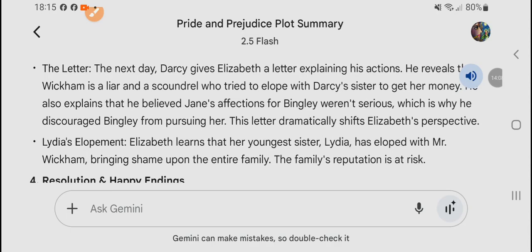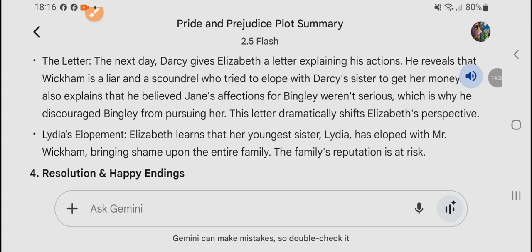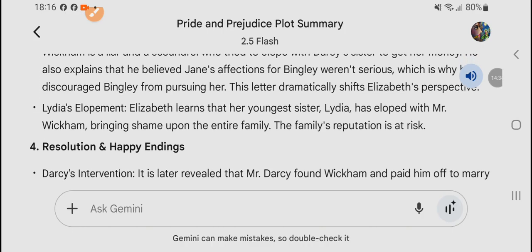He also explains that he believed Jane's affection for Bingley was not serious. And he says that I believed Jane's affections for Bingley were not serious. He said that I had no idea that Jane is very much serious about Charles Bingley, which is why he discouraged Bingley from pursuing her. And that is why, being a friend, I said no need to pursue Jane, because I don't think Jane is serious about you. But I was wrong. He admits. Who admits? Fitzwilliam Darcy admits in front of Elizabeth.